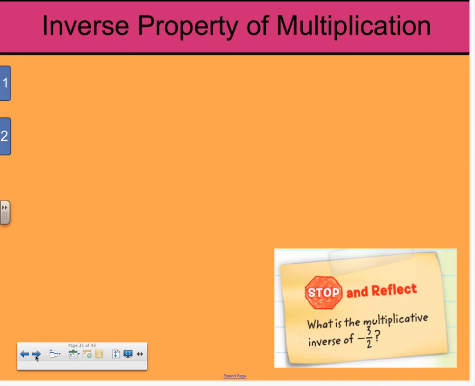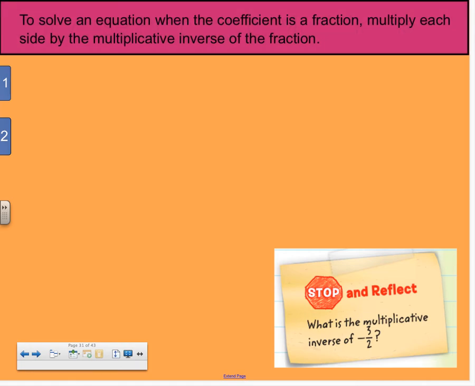So the inverse property of multiplication states, all right? Everybody ready to read? To solve an equation when the coefficient is a fraction, multiply each side by the multiplicative inverse of the fraction. You guys did very good on multiplicative inverse, okay? So, let's look at the very first example.